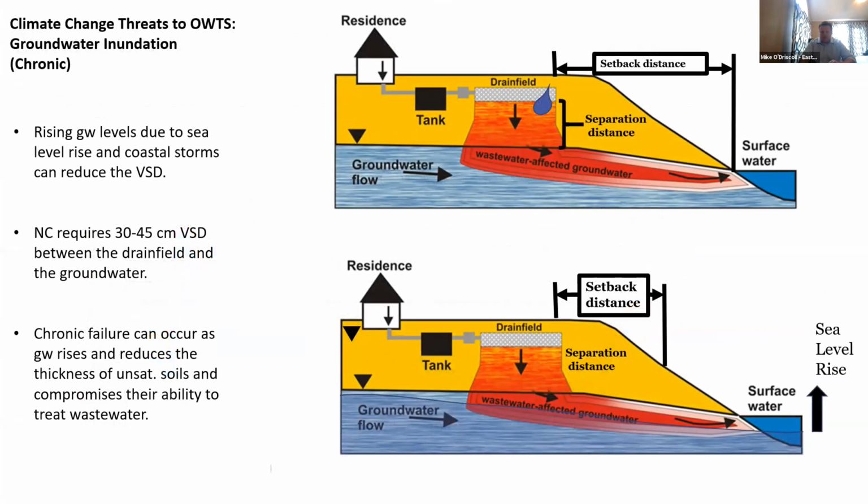And then the other more subtle effect is when we think about groundwater levels underneath these systems. So a properly functioning system will have a good vertical separation distance, and that waste will percolate down through the soils and get some treatment. But in areas where we have rising sea level, the groundwater level can rise up, and sometimes can rise up to the point where it's in the drain field. And so this reduces the vertical separation distance. In North Carolina, the regulations suggest we need to have 30 to 45 centimeters of vertical separation distance to get treatment of the waste. And these kinds of chronic failures can occur as the water table slowly rises. It can reduce that vertical separation distance.